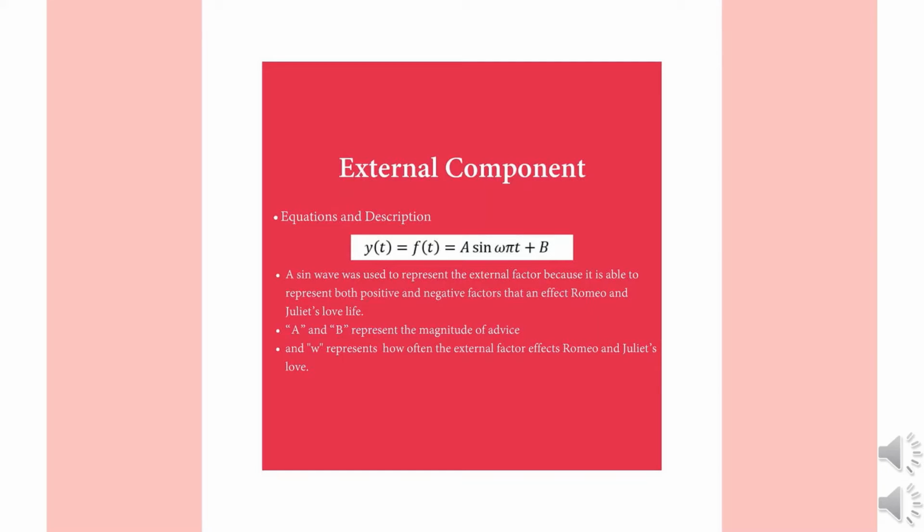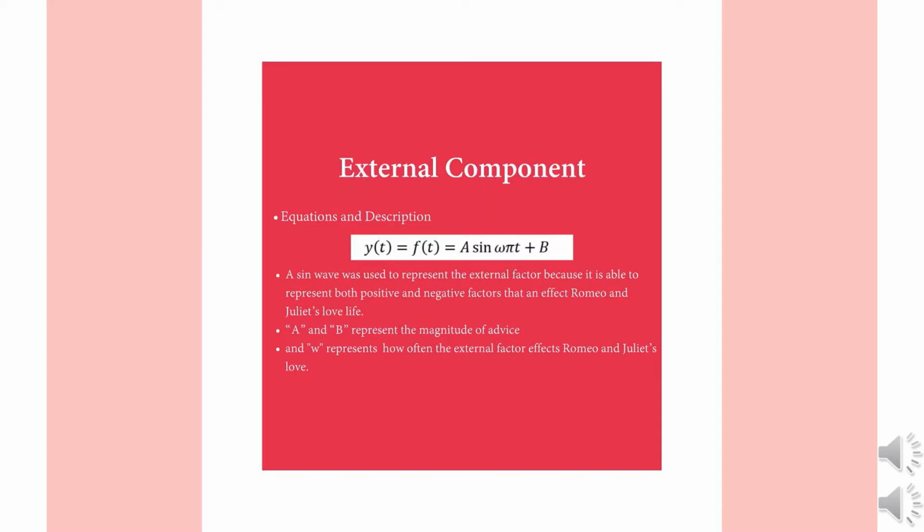Now that we know an external component is necessary for us to be able to model an extended model of Romeo and Juliet's love, let's look into what that external component is. The external component can be seen in this equation. y of t, which is also equal to f of t, is equal to a sine omega pi t plus b. A sine wave was used to represent the external factor because it's able to represent both the positive and the negative external factor in the external model.